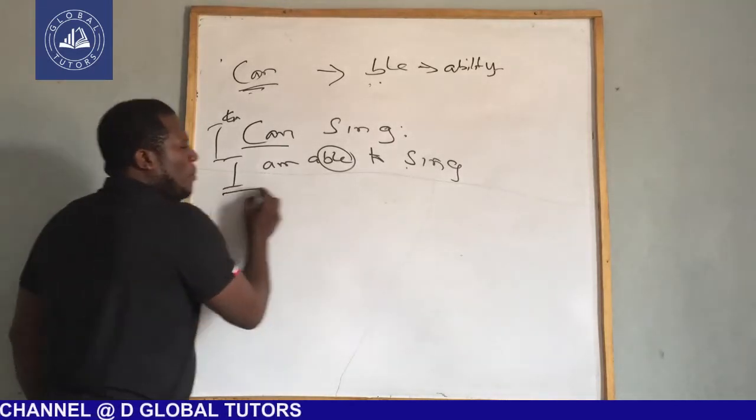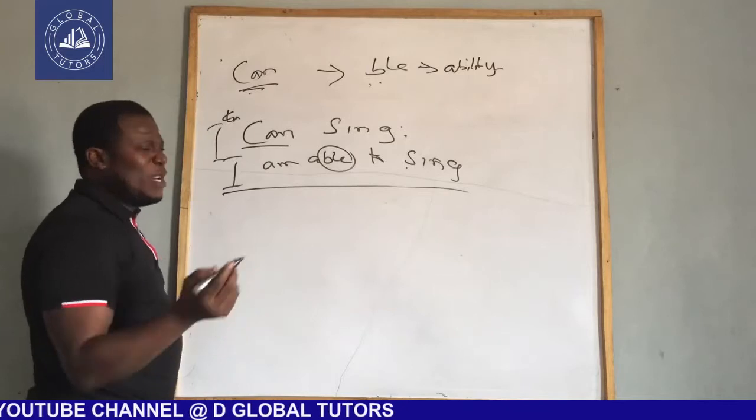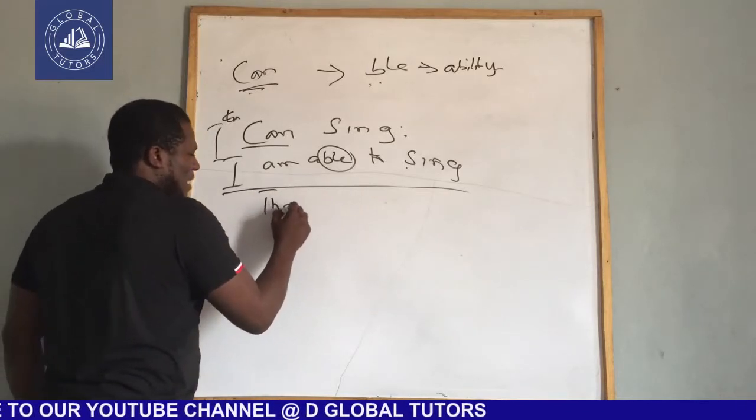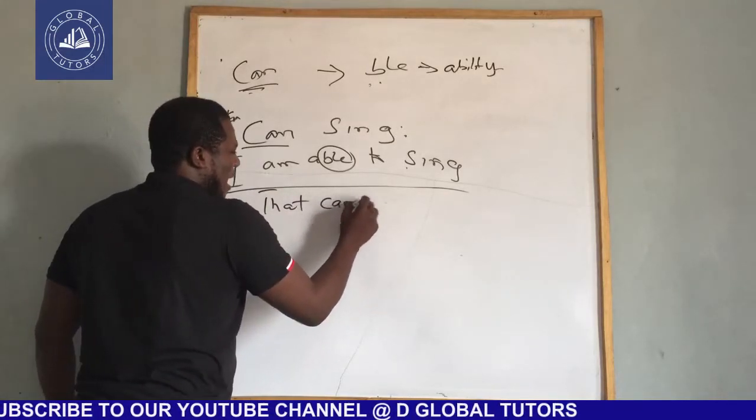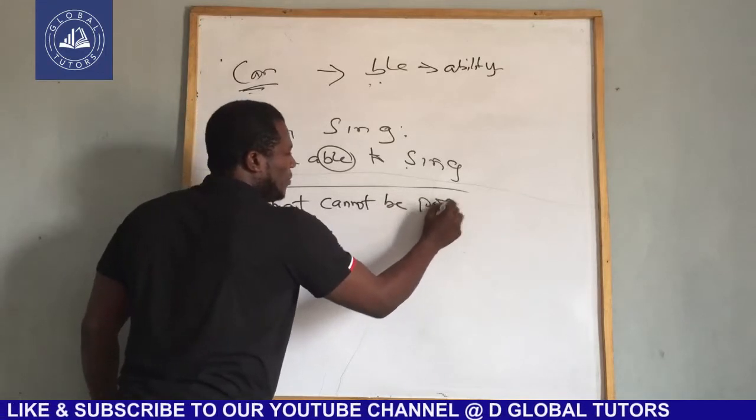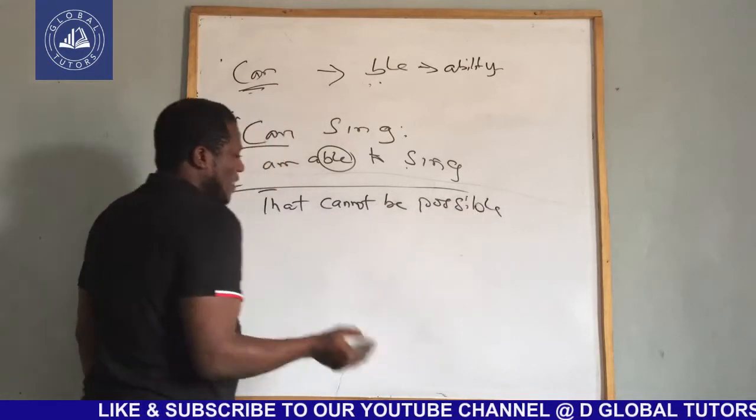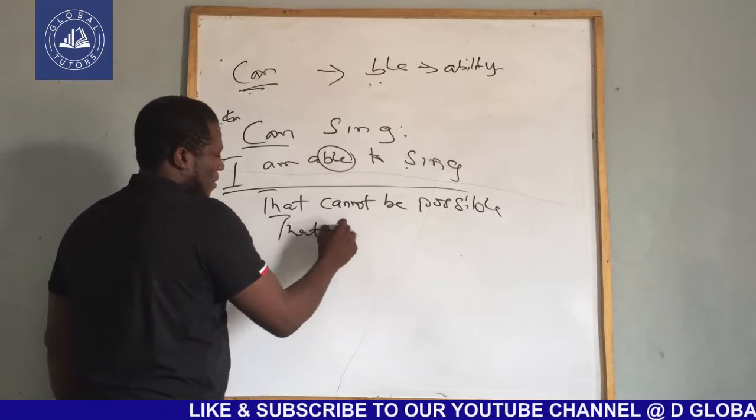Now, let's see how we make errors in this regard. A lot of times people will say, can I get some money from you? No, that cannot be possible. Some even go as far as saying "cannot possible".